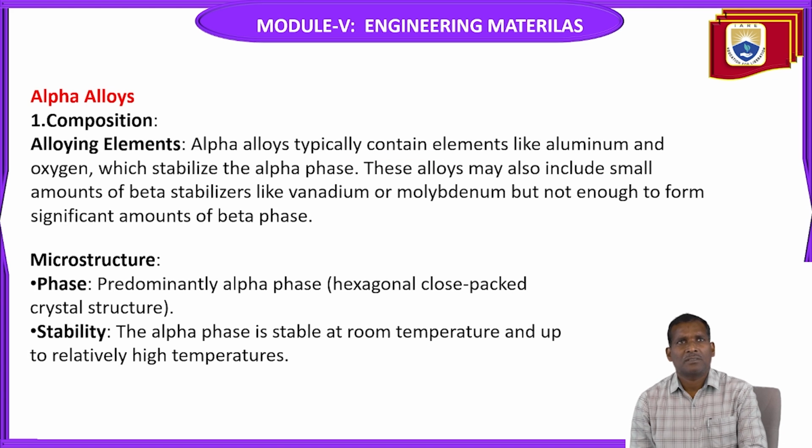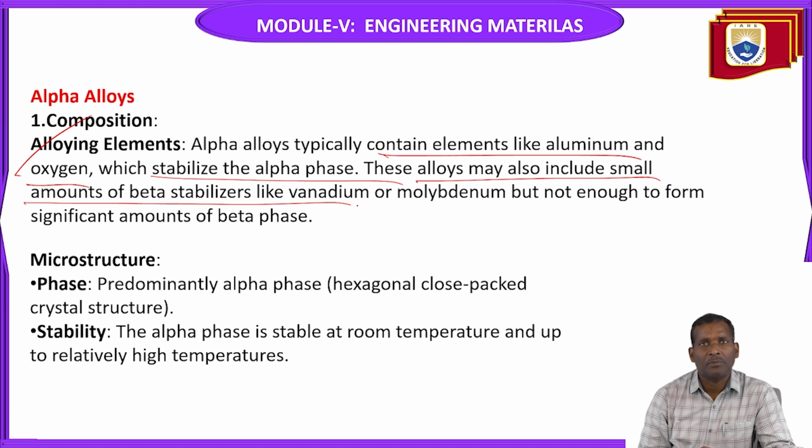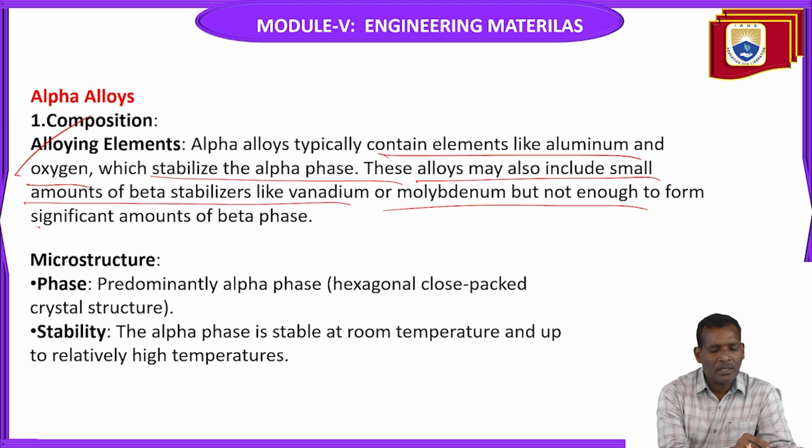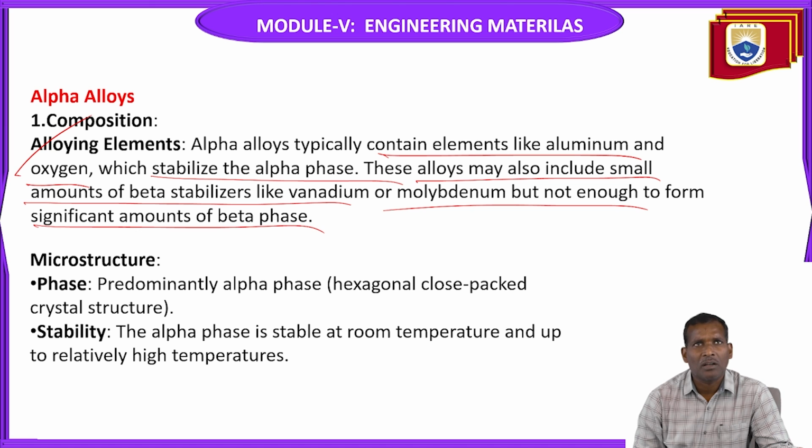And next, alpha alloys. Composition. Alloying elements: alpha alloys typically contain elements like aluminum and oxygen, which stabilize the alpha phase. These alloys may also include small amounts of beta stabilizers like vanadium and molybdenum, but not enough to form significant amounts of beta phase. So these are the composition of alpha alloys. So the microstructure is predominantly alpha phase, hexagonal close packed crystal structure.